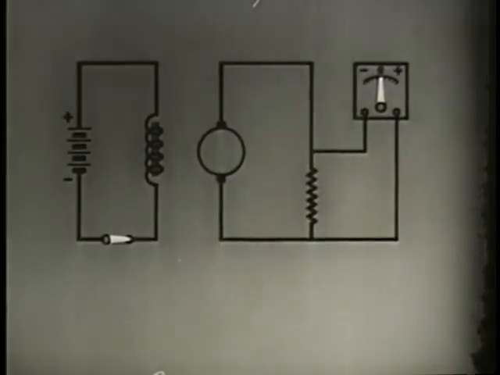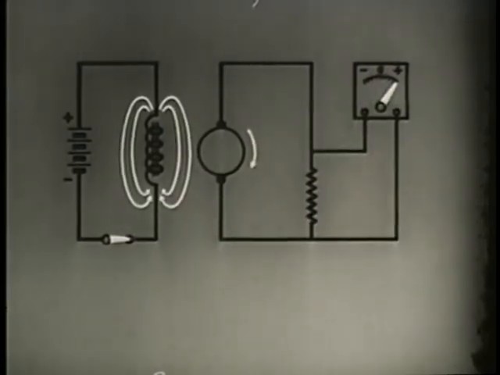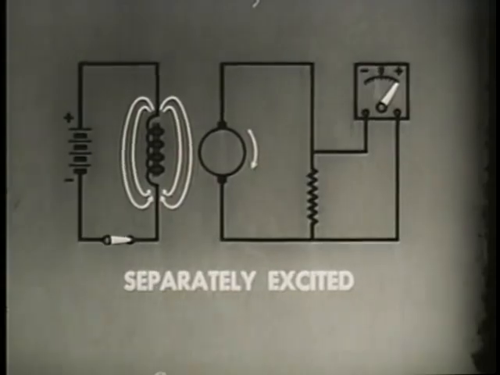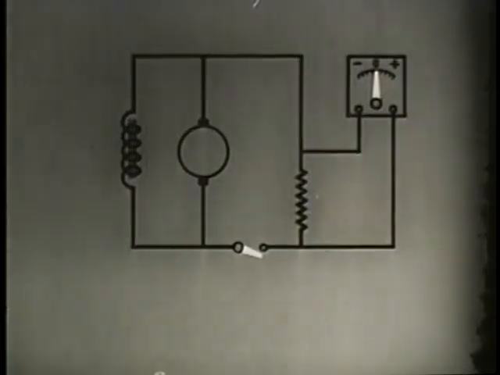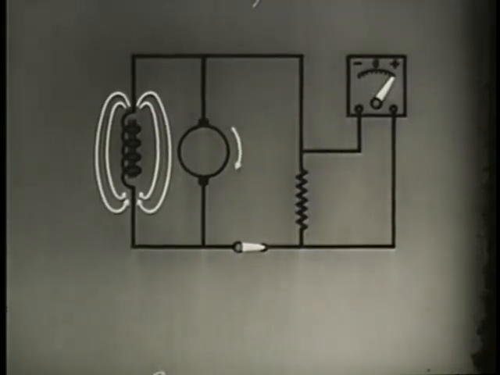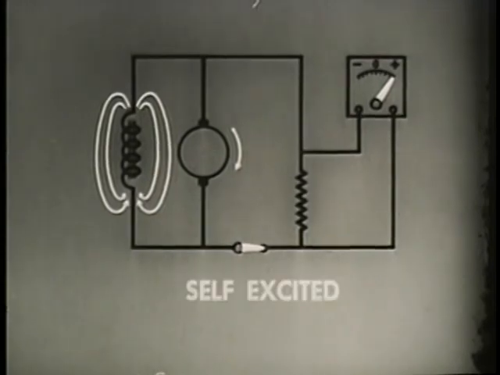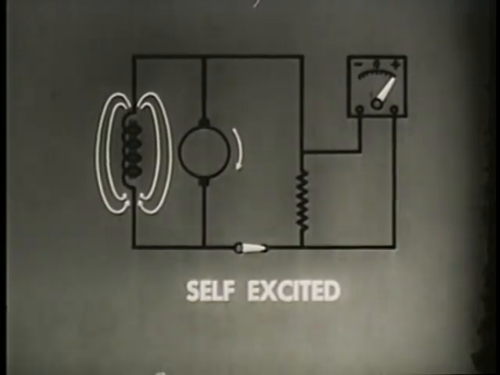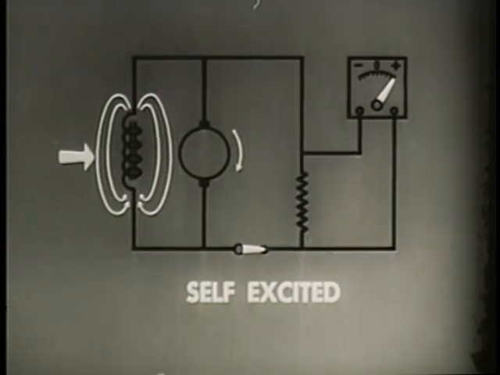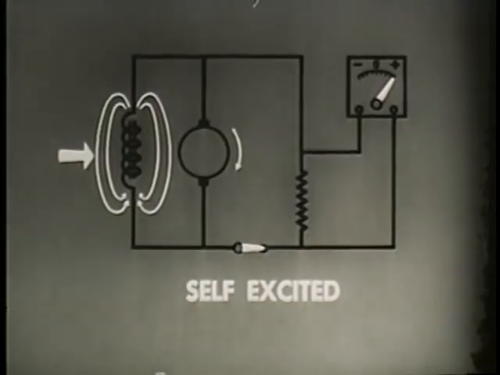Current to excite the field windings can be supplied from an external source. In that case, the generator is classified as separately excited. A small part of the generator's own output can also do the exciting. In that case, it will be a self-excited generator. Self-excited generators must be initially magnetized. The residual magnetism in the core of the field winding provides enough magnetism to begin generator action.